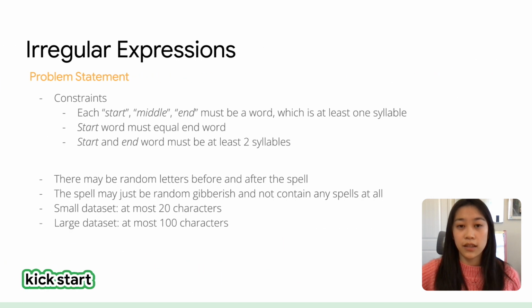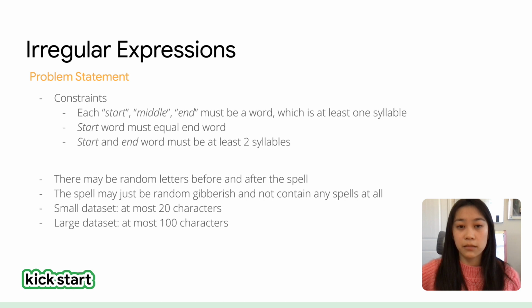Now that we understand the problem, let's look at the constraints. First, start, middle, and end must be a word, which we defined on the previous slide as a string of letters with at least one syllable. Second, start must equal end. And lastly, start and end must have at least two syllables.